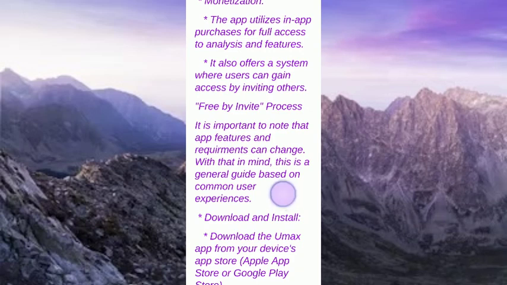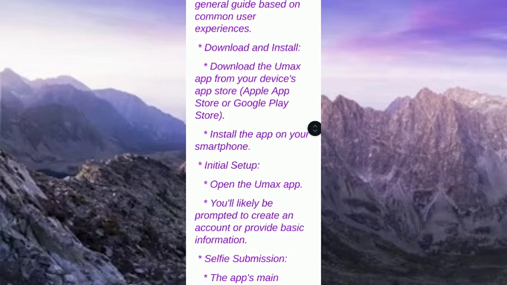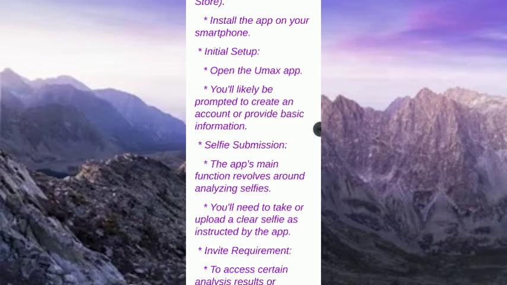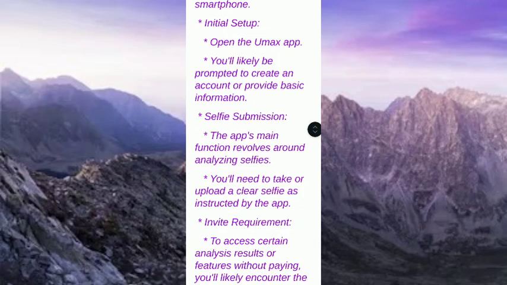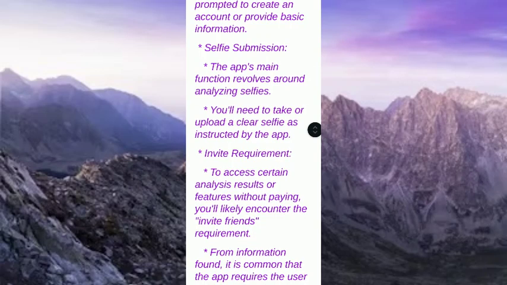Now, it is important to note that app features and requirements can change. With that in mind, this is a general guide based on common user experiences. 1. Make sure you've downloaded the Umax app from your device app store and you've installed the app on your smartphone. For initial setup, you'll likely be prompted to create an account or provide basic information. Once you've done all this, the next step is the selfie submission.